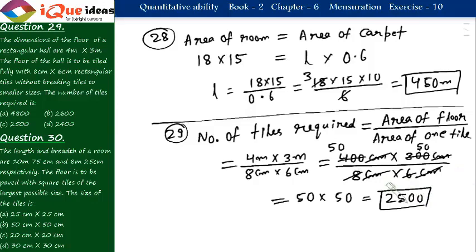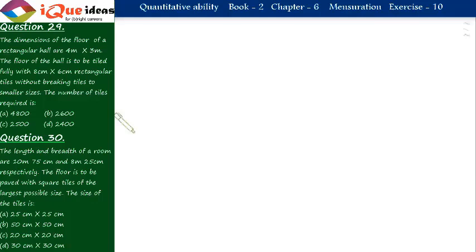Okay, so that is how this question was supposed to be done, right? Now the next question is on the same line. Question number 30 is still talking about paving. The length and breadth of a room are 10 meter 75 centimeter and 8 meter 25 centimeter respectively. The floor is to be paved with square tiles of the largest possible size. The size of the tiles is. Now this question is slightly different.